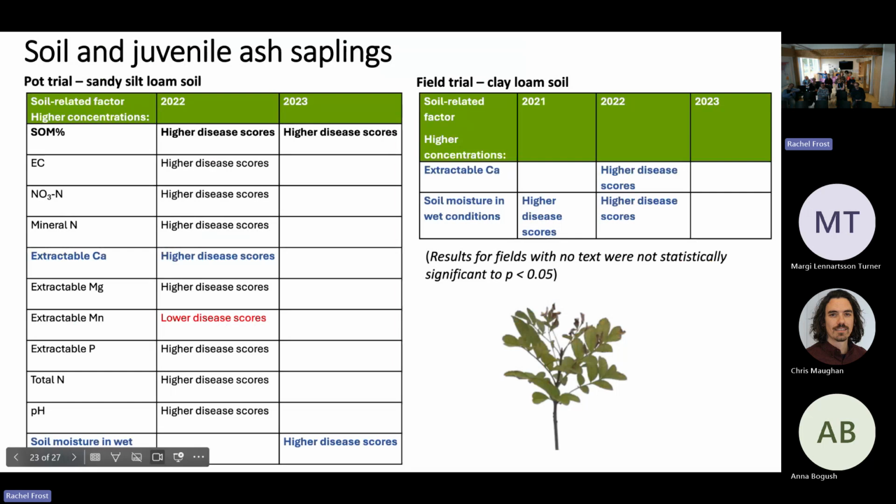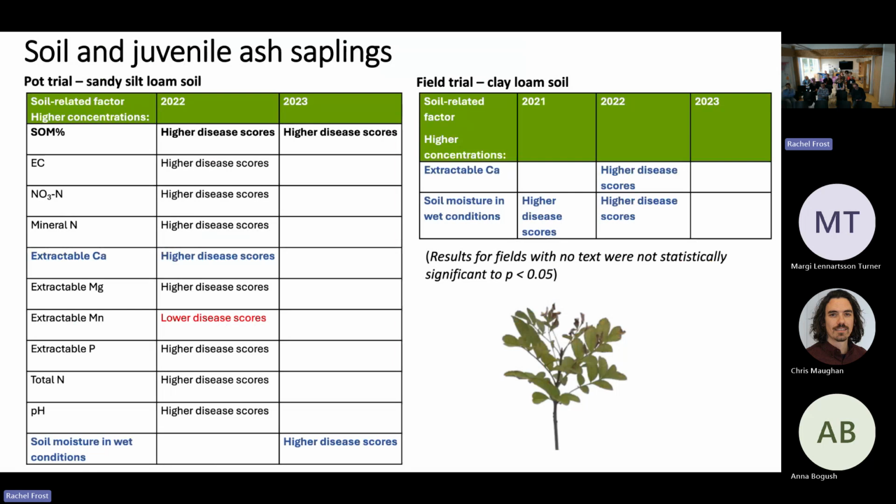So for the juvenile ash saplings in the pot and field trial, again, there were effects of the soil-related factors and an interaction with the disease scores, but they were very inconsistent. So in the pot trial, there were a number of factors that influenced disease scores, but the only ones that were consistent between the 2 years was the association between soil organic matter and disease scores. So we are seeing a bit of a pattern which confirms what has been found generally in the literature, that disease is higher when soil organic matter is higher.